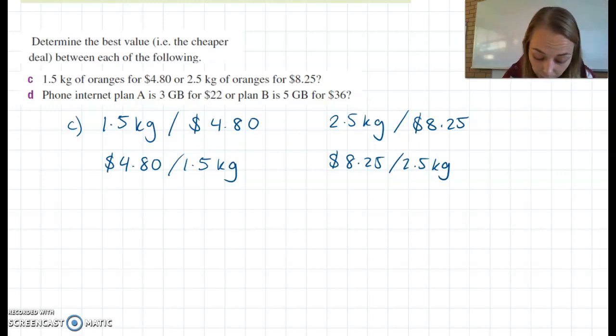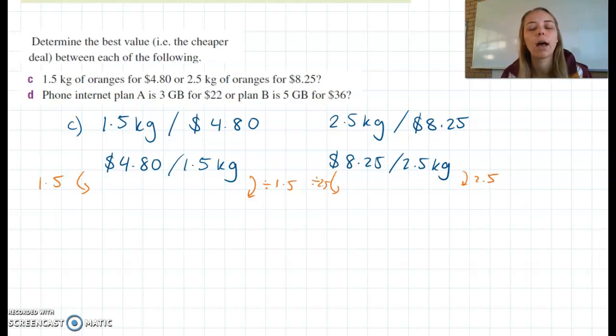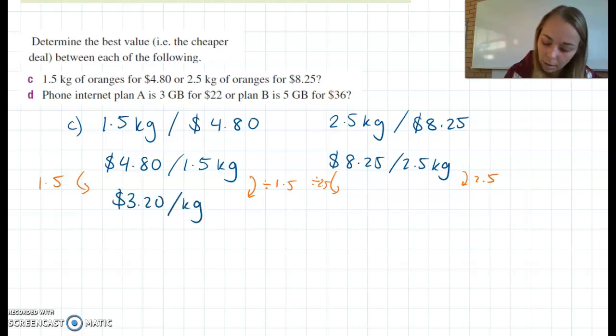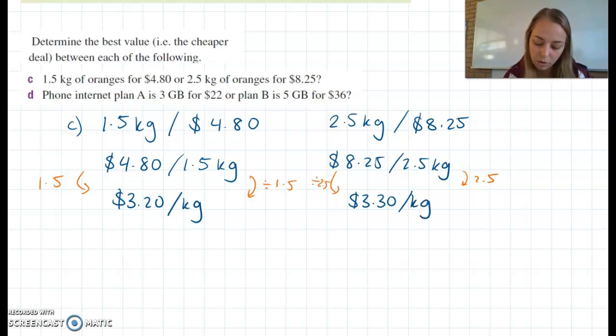So I'm going to simplify them, which means I'm going to divide this one by 1.5 on both sides, and I'm going to divide this one by 2.5 on both sides. That is going to give me two rates, a dollar amount per 1 kilo of oranges. The first one is going to be $3.20 per kilo, and the other one is going to be $3.30 per kilo. That shows me that option A is the cheaper option, the better buy for oranges.